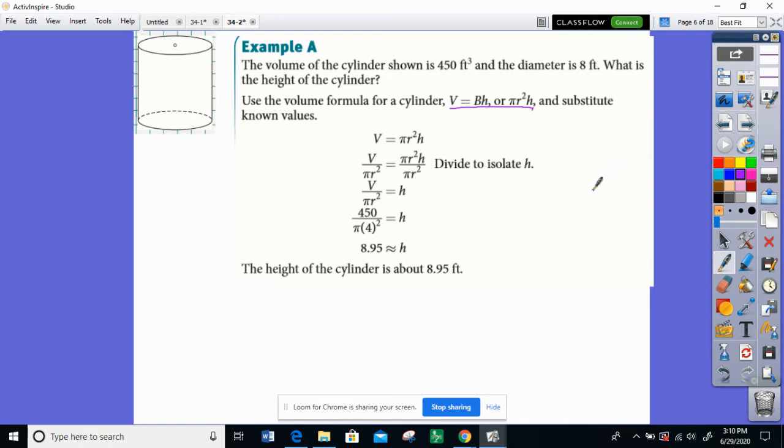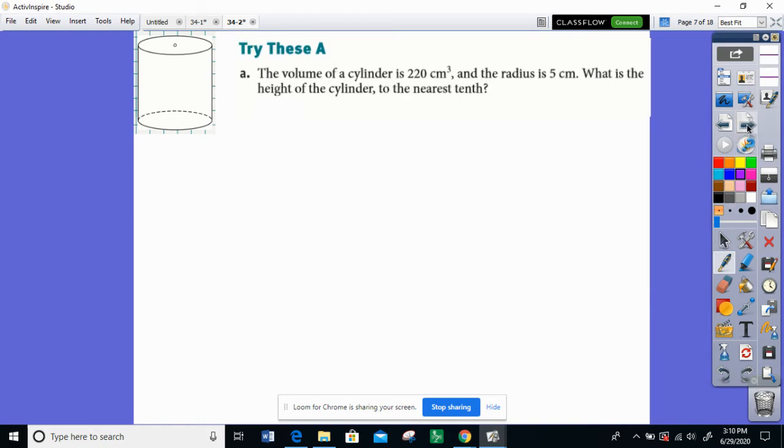So we're going to use that to solve 3 examples on the Try These A at the bottom of page 501. The first one says the volume of a cylinder is 220 centimeters cubed and the radius is 5 centimeters. What is the height of the cylinder to the nearest tenth?